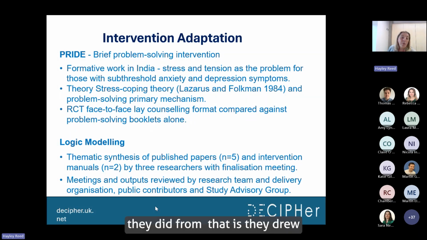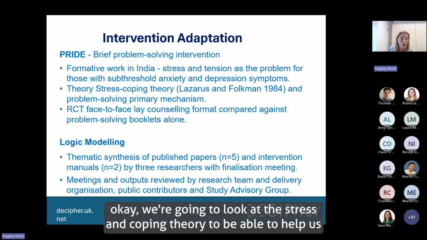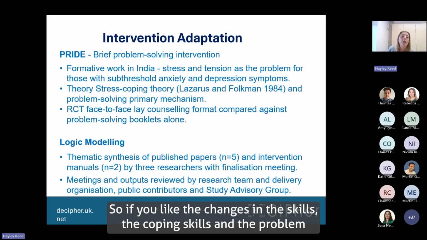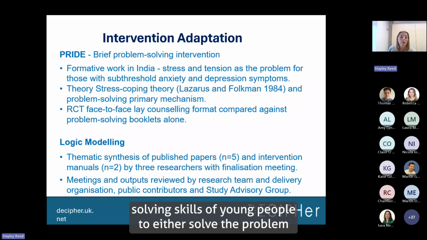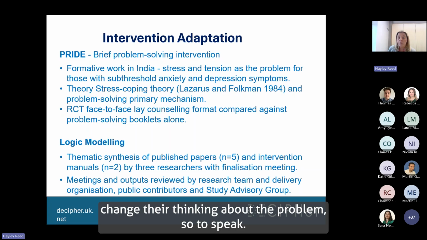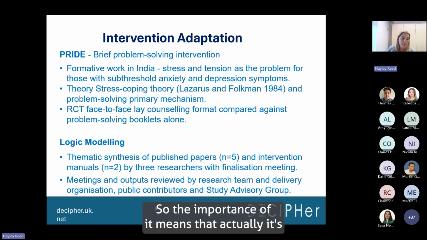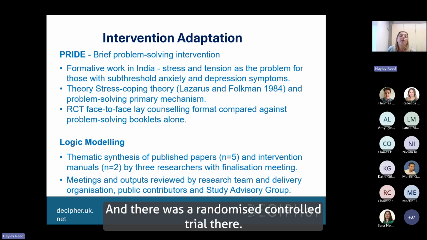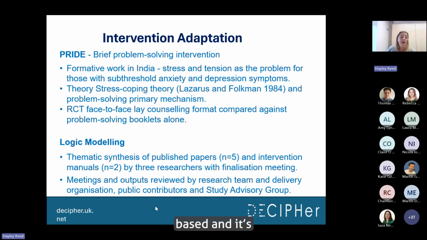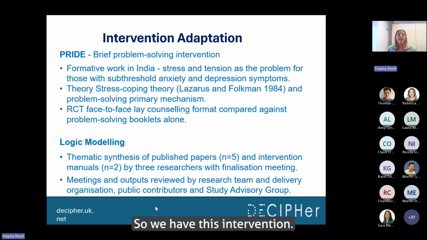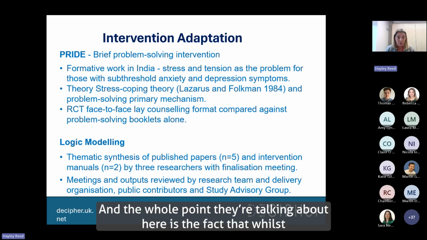One of the things they did from that is they drew on theory. So they said, okay, we're going to look at the stress and coping theory to be able to help us. And the main mechanism will be around problem solving. So if you like, the changes in the coping skills and the problem solving skills of young people to either solve the problem and or change their thinking about the problem. So that it's not a problem which causes them issues any longer. And there was a randomized control trial of this, so it's evidence-based and it's face-to-face lay counselling, which was compared against problem-solving booklets.